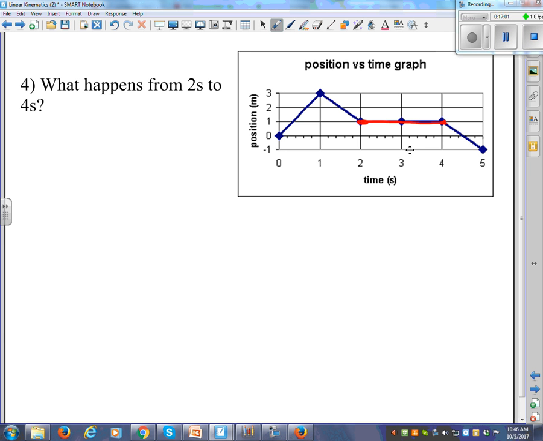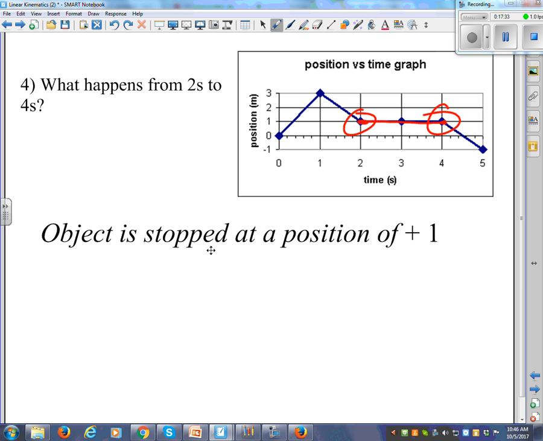Okay, so the line is flat. That means it's stopped. How else can you tell? You can tell that it starts here at 1 and it ends at 1. How long did it stay there? 2 seconds. How can you tell, Jason? 2 to 4, right? 4 minus 2. I've obviously made this simple. What would you do if it was 2.3 and 4.5? Subtract, right? It's not rocket science here. You guys can do all this. Okay. Stopped at a position of +1. It stopped. Flat line.